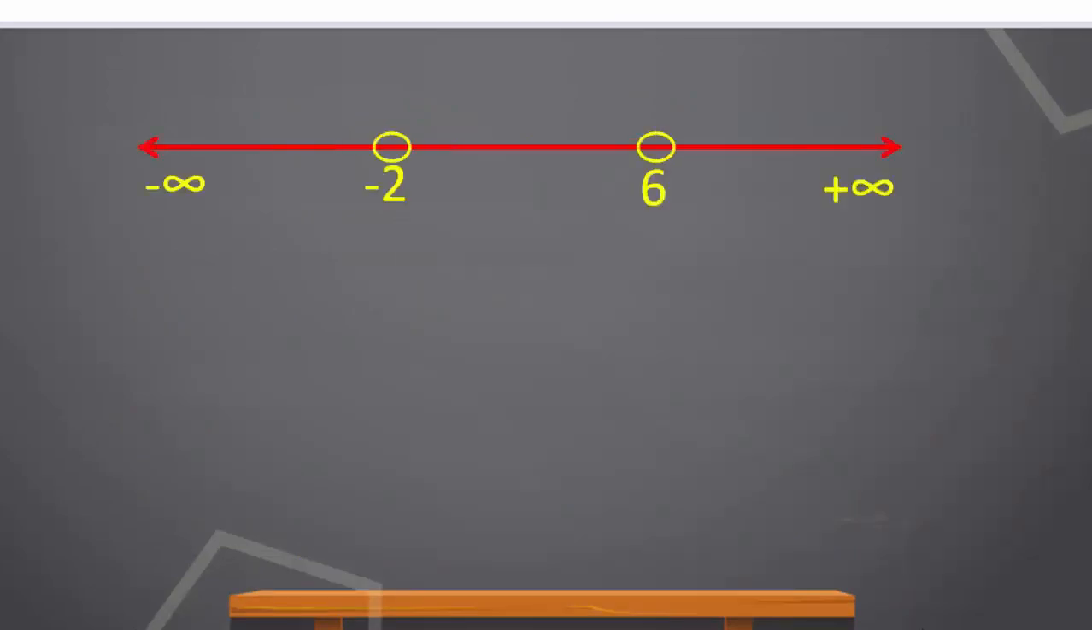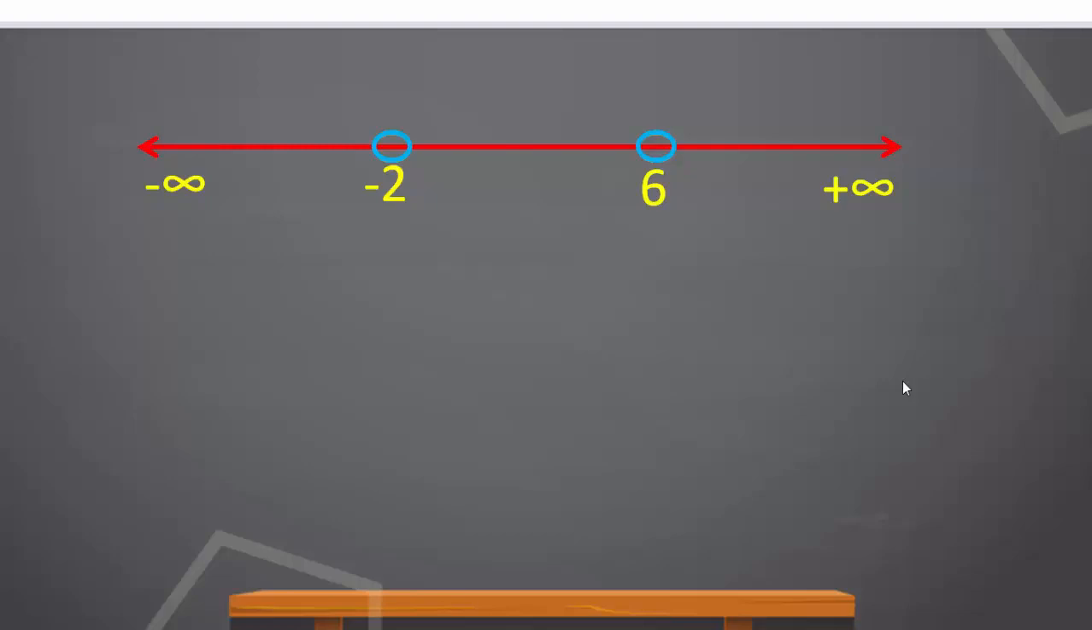The next thing we have to do is to plot these 2 points in the number line. We have now a number line which has negative 2 and negative infinity on the left, and positive 6 and positive infinity on the right. Mark the critical values negative 2 and positive 6 with an open circle because we have the symbol greater than in the inequality. This means that these two numbers are not part of the solutions of the quadratic inequality x squared minus 4x minus 12 is greater than 0.